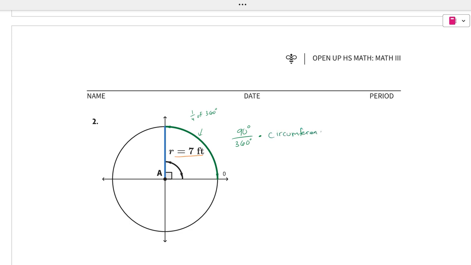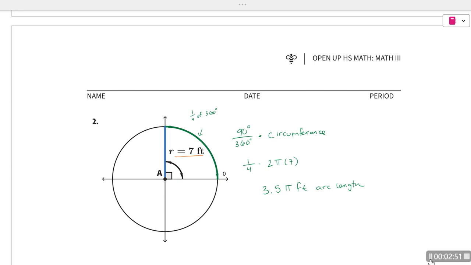Circumference. Right, so if we know our radius, 90 over 360 is the same thing as 1/4 times 2 pi times our radius, 7, right? So we can reduce 1/4 and 2 to get 1/2 pi times 7, or 3.5 pi feet is our arc length.